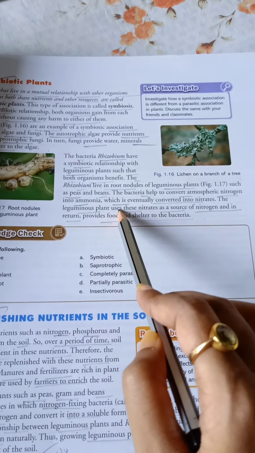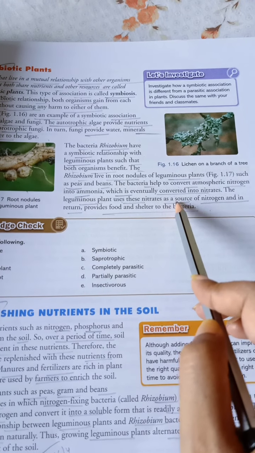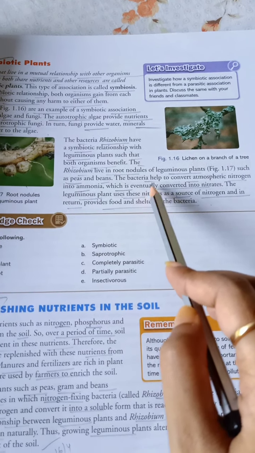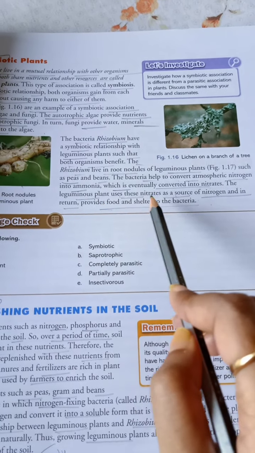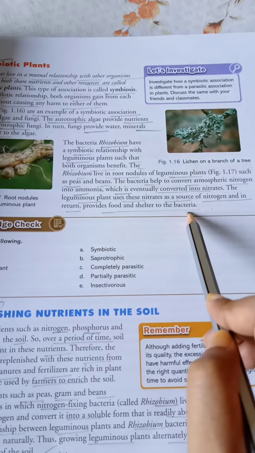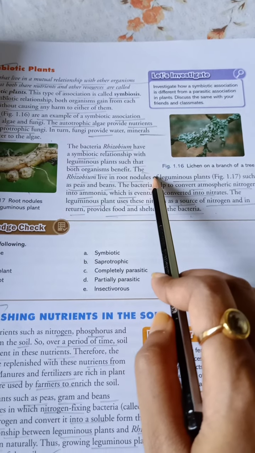So the plants get the nitrate compounds from the roots, which are made available by the Rhizobium, and in turn the plant provides food and shelter to the bacteria. So the bacteria is in a symbiotic relationship with the leguminous plants.